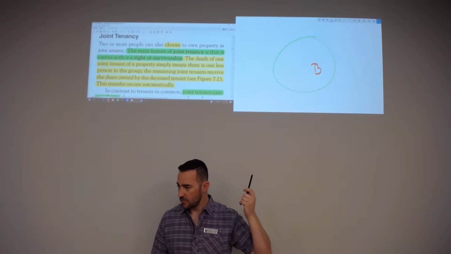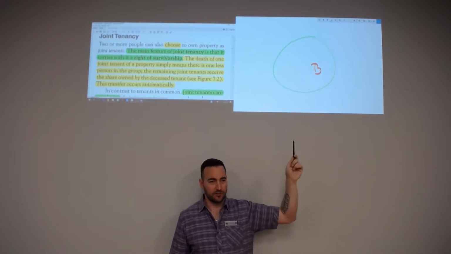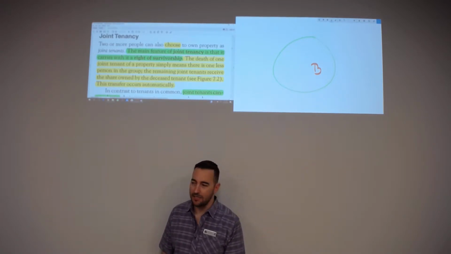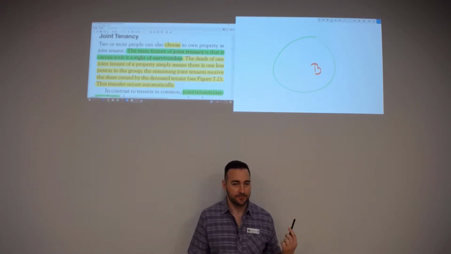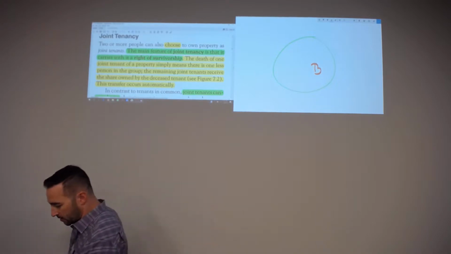Now, the first one I showed you was something like this, right? There's a circle and only one person inside. So the end of a JT becomes a tenancy in severalty. It's one owner. The last owner can now do what?